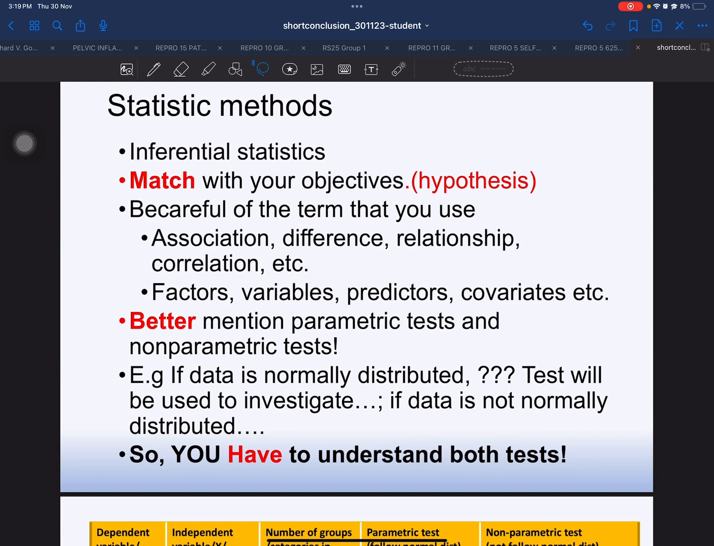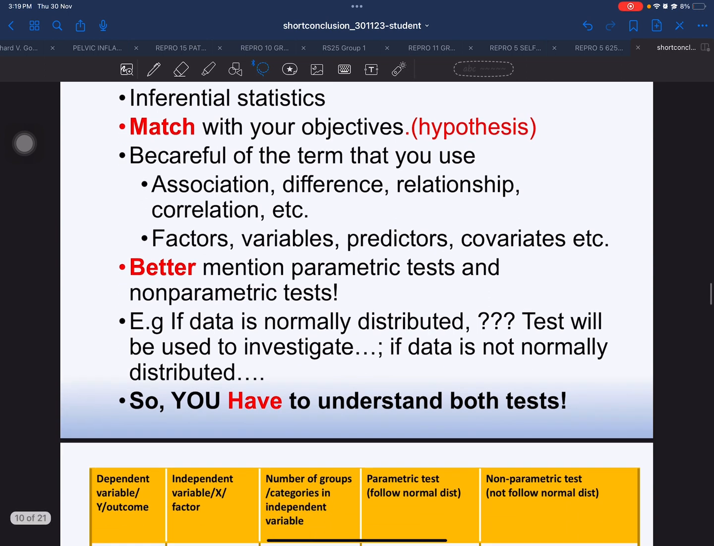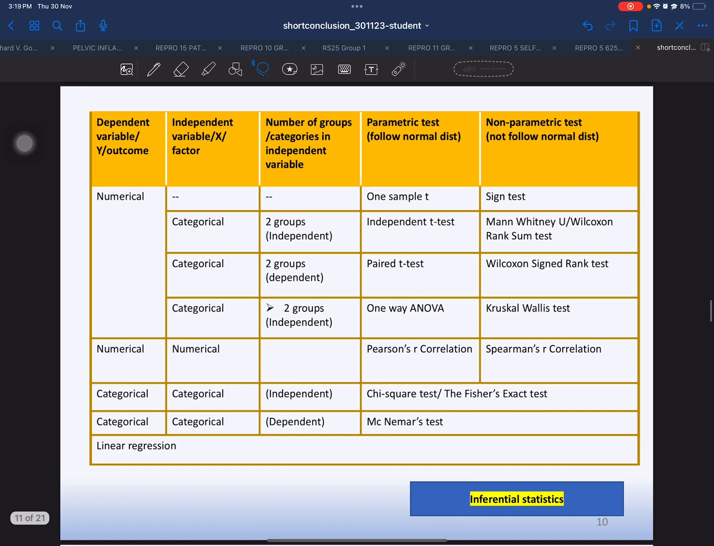Okay, what is meant by a parametric test and a non-parametric test? You will learn all these tests next semester. However, I need to teach you the concept first, because you are going to write down the test that you will use for your research.